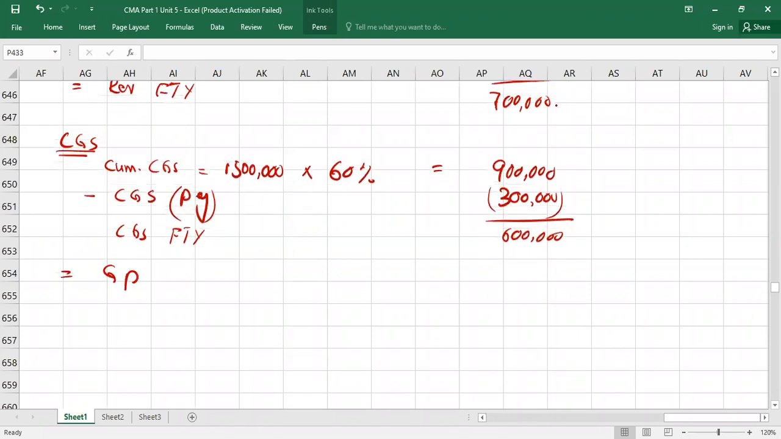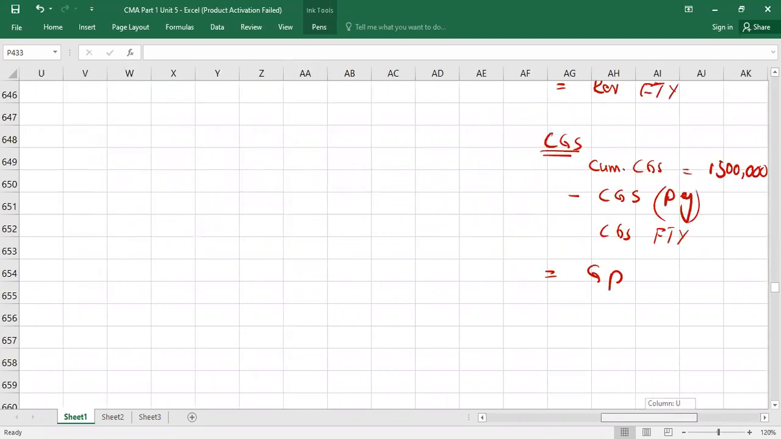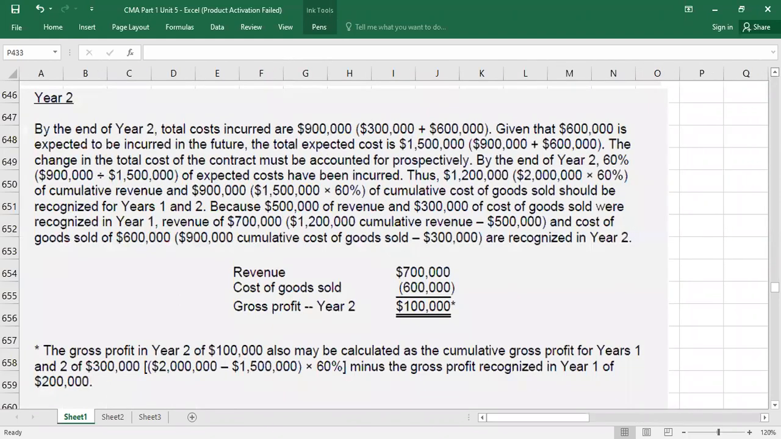What is your gross profit now? GP, because you have booked the revenue 700, your cost of goods sold is 600. So GP is going to be 100,000. Done. Do you want me to do for year 3? Yes, we can do. But again, I will take you to the data. First, you have to remember the data.